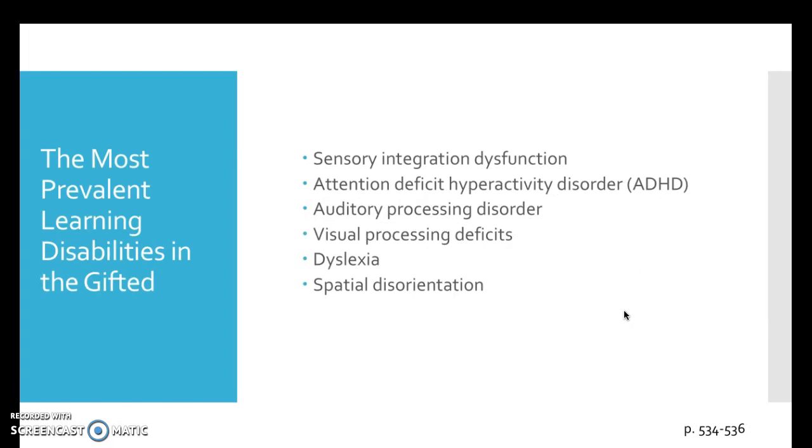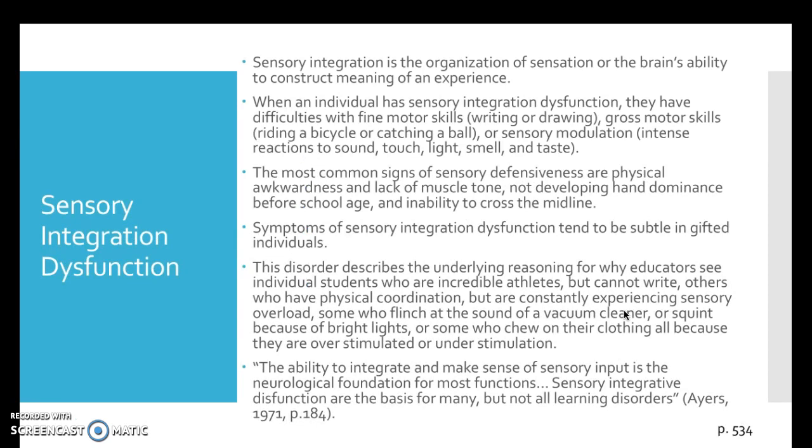The most prevalent learning disabilities in the gifted are sensory integration dysfunction, attention deficit hyperactivity disorder, which is known as ADHD, auditory processing disorder, visual processing deficits, dyslexia, and spatial disorientation. Sensory integration is the organization of sensation, the brain's ability to construct meaning of an experience. When an individual has sensory integration dysfunction, they have difficulties with fine motor skills, which is writing or drawing, gross motor skills, riding a bike or catching a ball, or sensory modulation, which is intense reactions to sound, touch, light, smell, and taste. The most common signs of sensory defensiveness are physical awkwardness and lack of muscle tone, not developing hand dominance before school age, and inability to cross the midline.